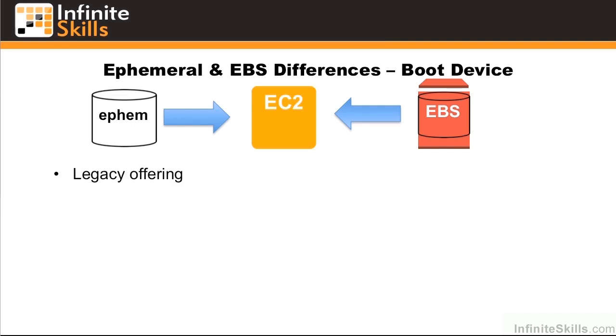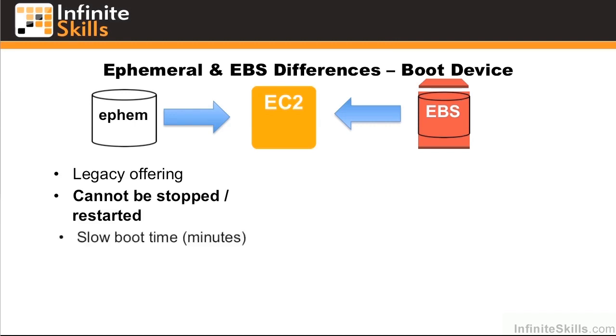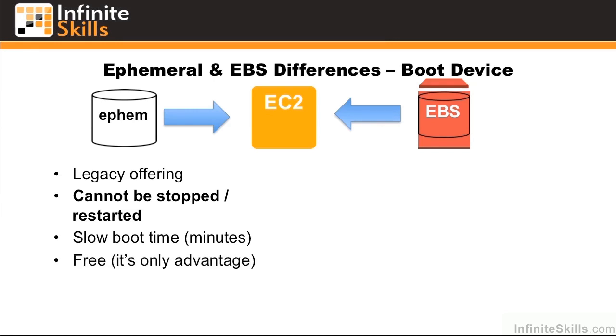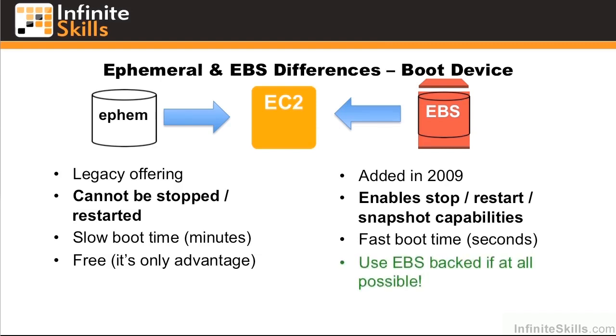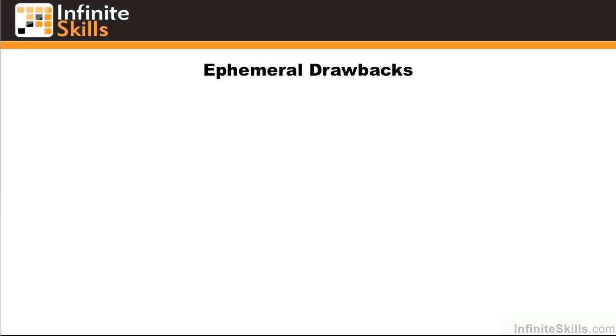Ephemeral is a legacy offering. It cannot be stopped or restarted. Its lifetime is tied to the instance itself. It has a very slow boot time, which is typically measured in minutes, and it's free, which is its only advantage. EBS, on the other hand, was added in 2009. It enables stop, restart, and snapshot capabilities. It has a very fast boot time, which is typically measured in seconds or dozens of seconds. The thing to note here is that if at all possible, you probably want EBS backed. If you're thinking of using instance store, you need to have a very good reason.